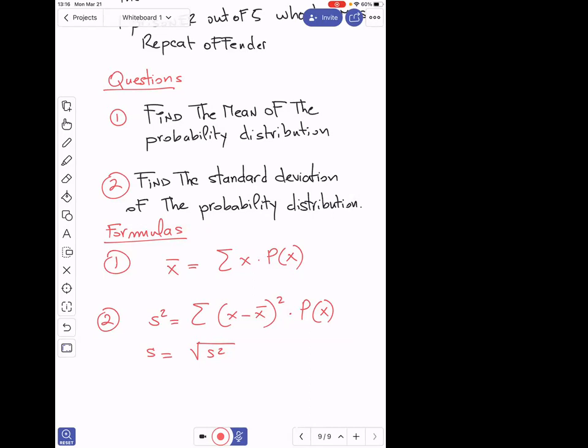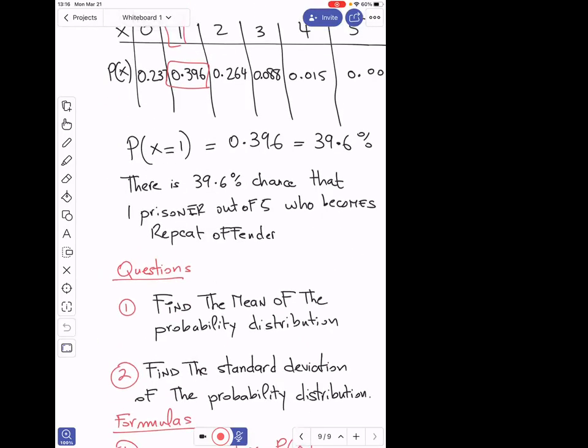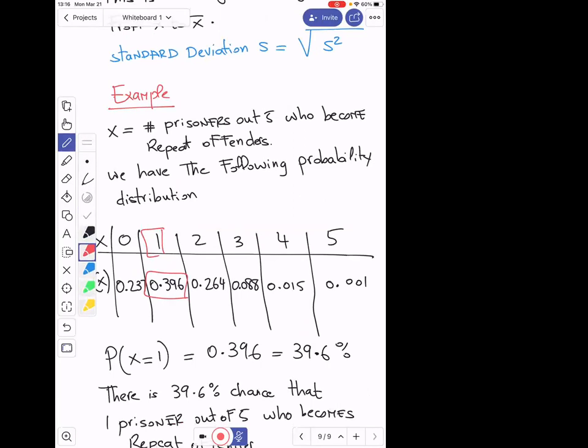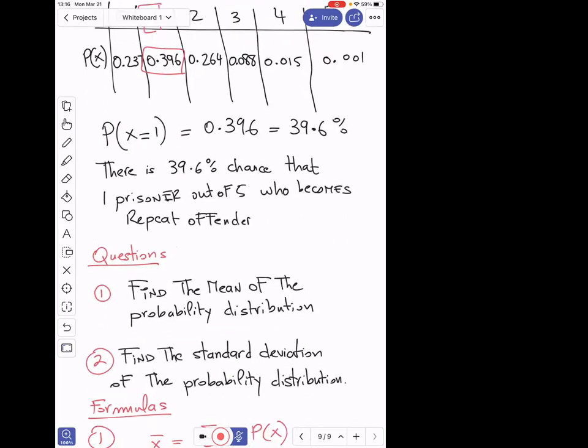So this example is exercise 14, page 255 from the textbook.